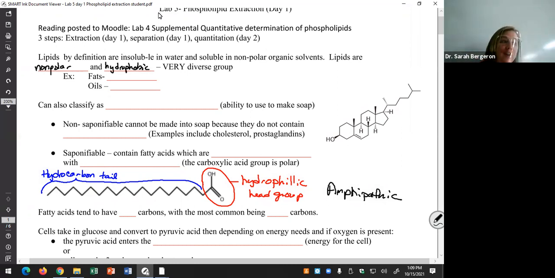But it's a very diverse group, right? So if you were in your kitchen and you have a fat out at room temperature, what kind of fat might you have out at room temperature? Butter. So at room temperature, what is it? RT is room temperature, it's a solid.